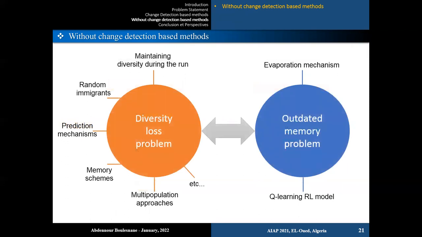In fact, there has been much literature on the subject of the diversity loss problem. Generally, this problem has been tackled with the ultimate goal of maintaining population diversity without using any change detection mechanism throughout the entire run of the algorithm. On the other hand, the outdated memory problem has always been solved using iterative reevaluation, which is computationally expensive. This problem may prevent the algorithm from finding new optima and misguide the optimization process. Very little research effort has been devoted to solving this issue compared to the diversity loss problem.